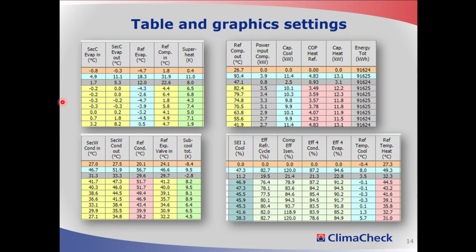What we're showing here is pretty much a basic setup. When ClimaCheck sets up the system, we also separate, so we have the evaporator, the cold side, where you have the secondary evaporator, water in and out. You have the evaporation, compressor in, superheat. We have that as one part, and then we have another part where we have the warm or high pressure part. So secondary condenser in and out, condensing, expansion valve in, subcool.